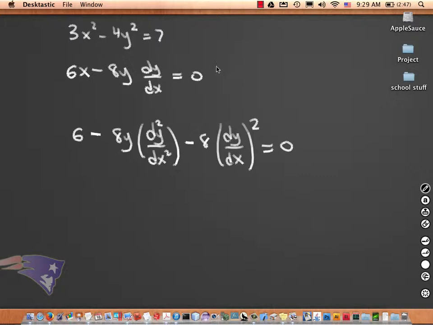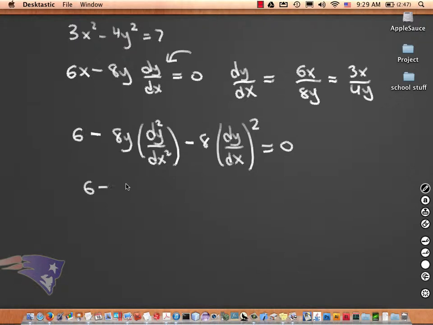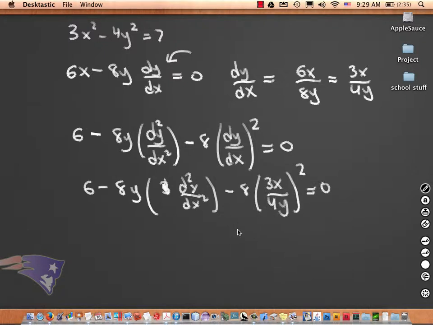Now what we have to do is solve this for dy dx. So dy dx here is equal to 6x over 8y, which is equal to 3x over 4y. And now we can substitute that in here. So this is 6 minus 8y d2y over dx2 minus 8 times 3x over 4y squared equals 0. And now you can solve for d2y dx2.